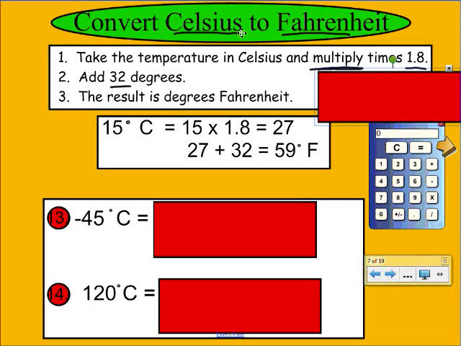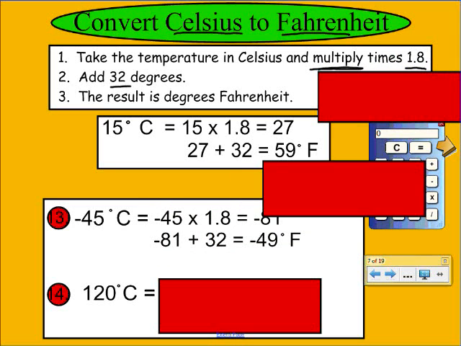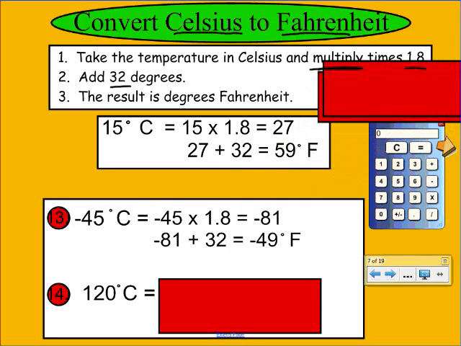Go ahead and use your calculators while you work on numbers 13 and 14, and I'll wait right here for you. Okay, welcome back. For number 13, you should have taken a negative 45 times 1.8 to give you negative 81, and then add 32 onto that to give you a negative 49 degrees Fahrenheit.